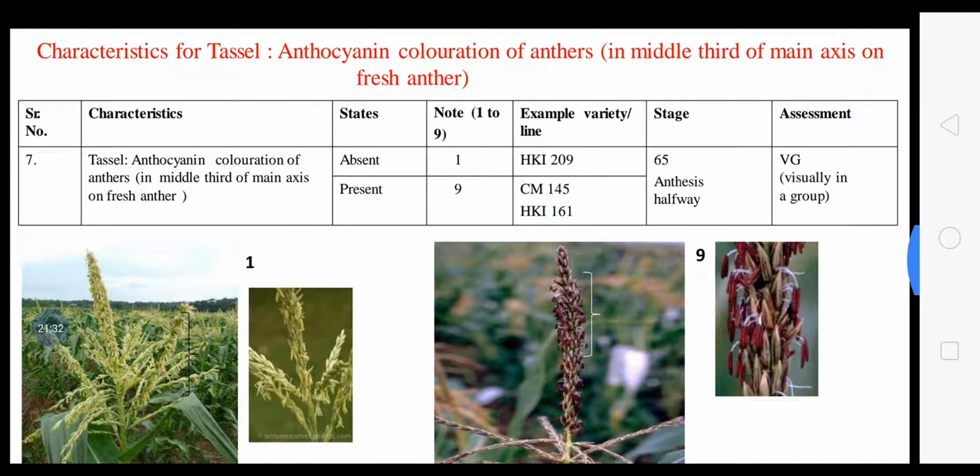The seventh character is tassel anthocyanin coloration of anthers. Anthers, as you know, are the male reproductive part in maize. Here it is called absent and present. Absent is 1 and present is 9. Example for absent of anthocyanin coloration on anthers is HKI 209, and present is CM 145 and HKI 161. The stage is again anthesis halfway. Assessment is visually in group. That means on a single plant we cannot take a decision for this particular character.